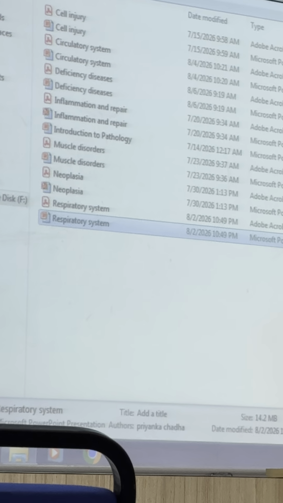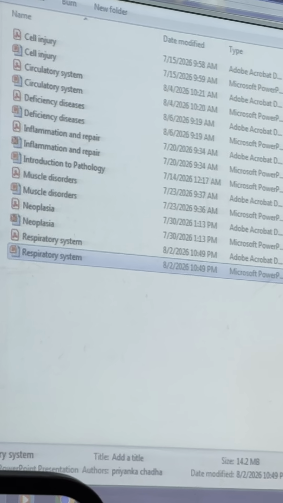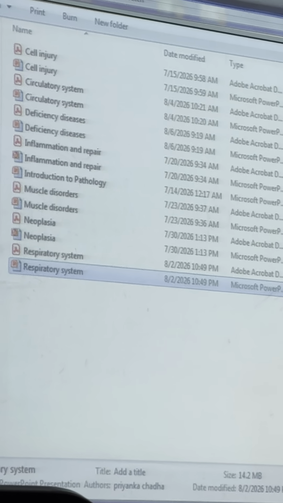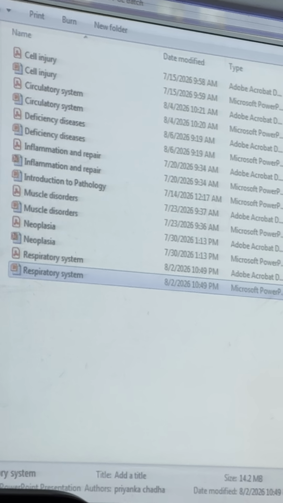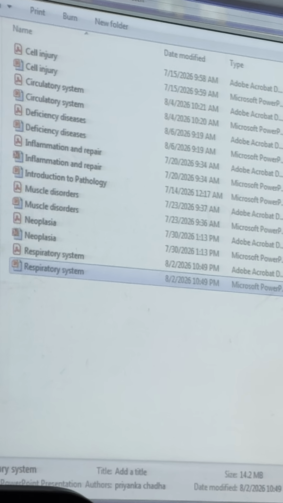Okay. That completes it. Is any topic left? 1, 2, 3, 4, 5, 6, 7, 8 topics.